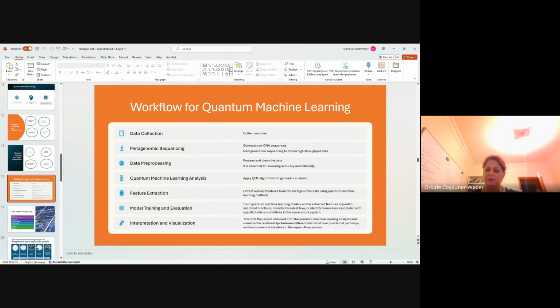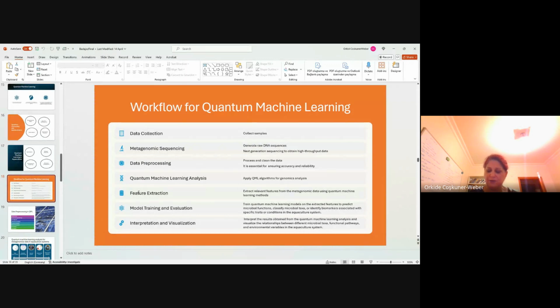Then we apply quantum machine learning algorithms for metagenomic analysis. Quantum machine learning techniques such as quantum neural networks, quantum support vector machines, and quantum clustering algorithms can be used to classify microbes, predict functional attributes of the microbiome, and uncover patterns in the metagenomic data.